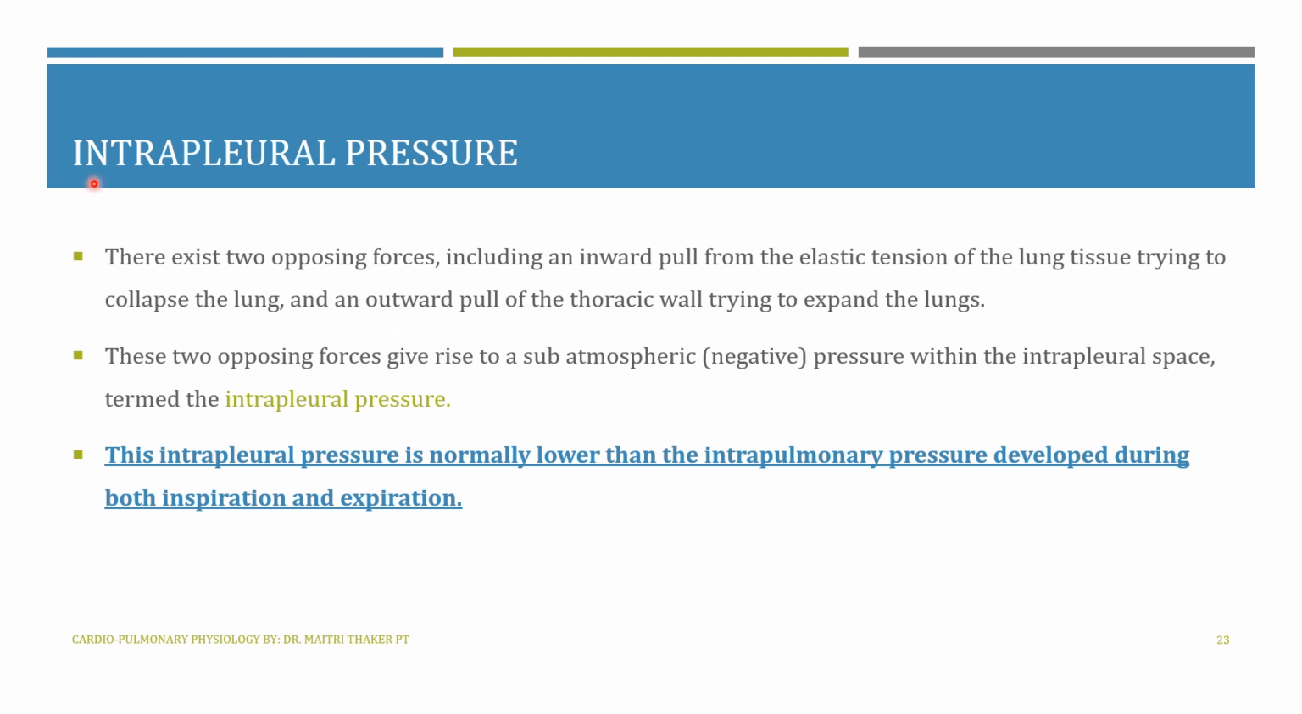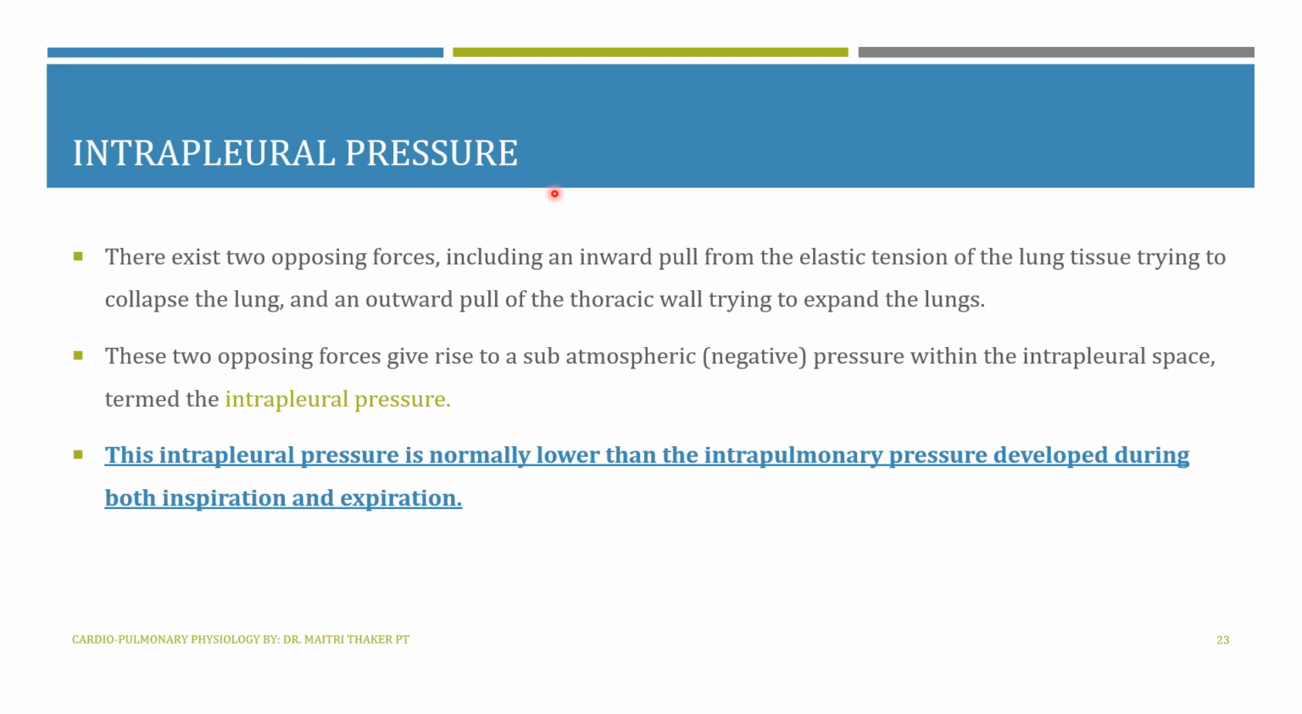Now let's understand intrapleural pressure. There exist two opposing forces: an inward pull from the elastic tension of the lung tissue that is trying to collapse the lung, and an outward pull of the thoracic wall that is trying to expand the lung. Intrapleural pressure is the pressure between the two layers of pleura. As you all know, the outer layer is the parietal pleura and the inner layer is the visceral pleura.